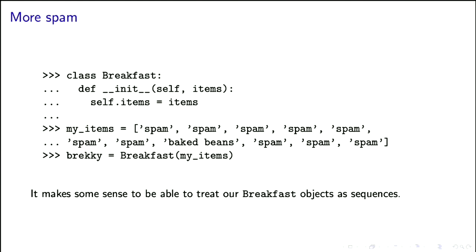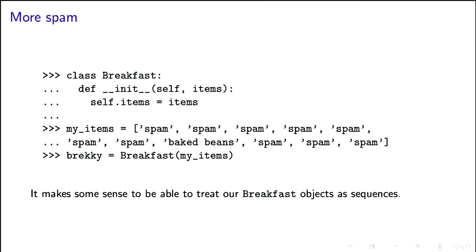Now, a breakfast is probably a sequence. I suppose it depends on how you do it. If you're the kind of person who eats your food one item at a time, which I am, then your breakfast is a sequence. If you're the kind of person who hops around the plate, besides being a psychopath, your breakfast is not a sequence. But it's still iterable. Whatever. For our purposes, it makes sense to talk about breakfast as sequences.